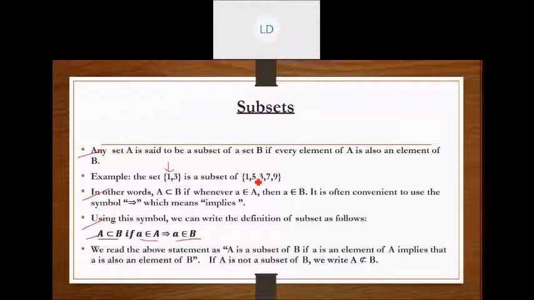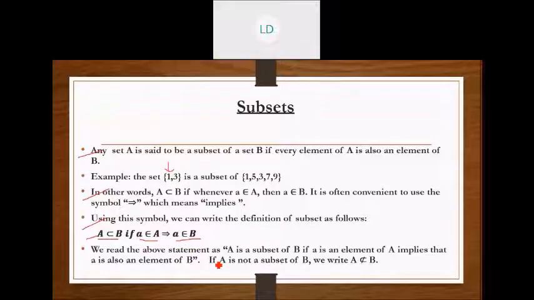Okay, so how do we read this? We can read this definition as: A is a subset of B if x is an element of A implies that x is also an element of B. So this is how we read it: if x is an element of A implies x is an element of B, we imply the forward condition.